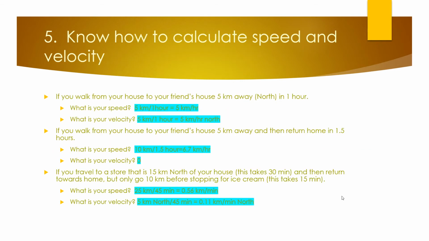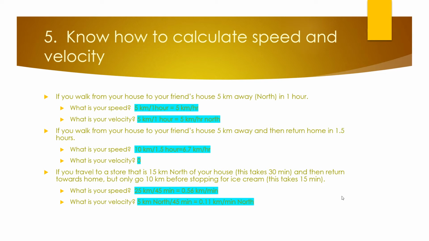Number 5, know how to calculate speed and velocity. So if you walk from your house to your friend's house 5 kilometers away north in 1 hour, what is your speed? 5 kilometers divided by 1 hour equals 5 kilometers per hour. What is your velocity? It's 5 kilometers divided by 1 hour, so that's 5 kilometers per hour north.